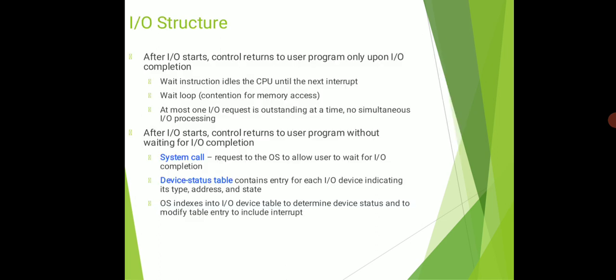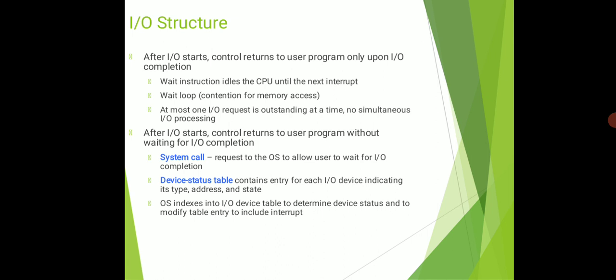So next one is called IO structure. After IO starts, control returns to the user program only upon IO completion. So here wait instructions idle the CPU until the next interrupt. Wait loop, contention for memory access. At most one IO request is outstanding at a time. No simultaneous IO processing. After IO starts, control returns to the user program without waiting for the IO completion.